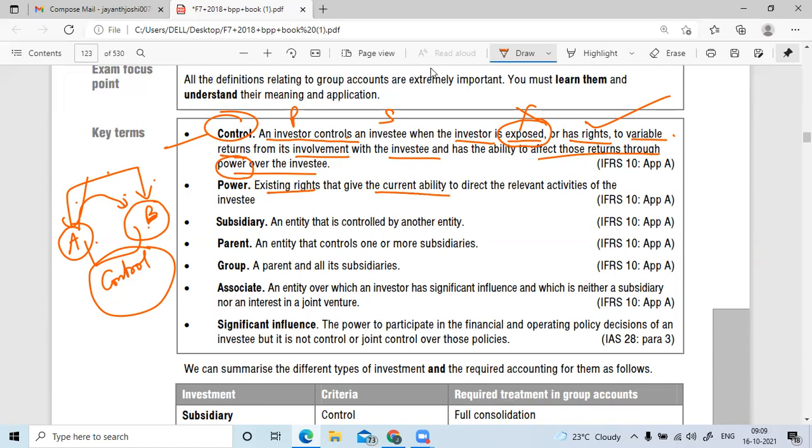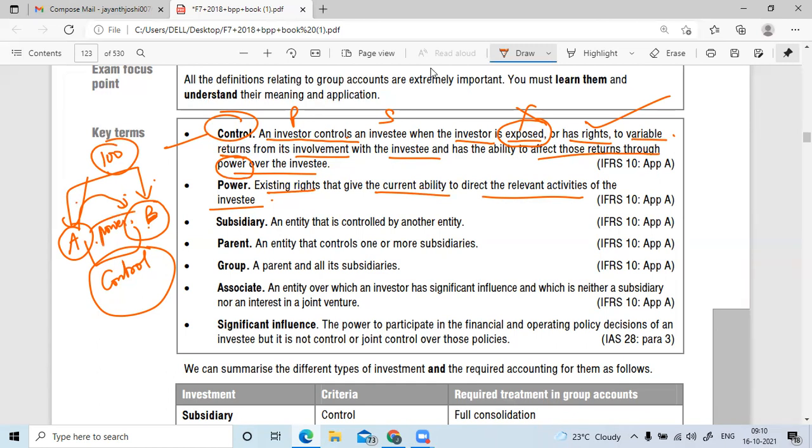Those rights give current ability. A has the rights which give A the ability to direct the relevant activities of the investee. That means A will decide what should happen in B, how B should run its business. A will tell the managers or his people in B, you should do this on this given day. I want 100 units of sales per day. These directions are given by A to B. So can I say A has power over B? Yes.